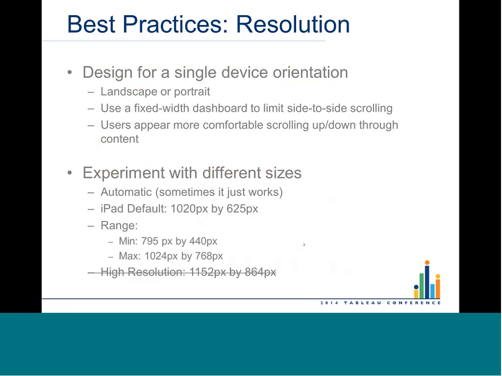The other thing you can do is experiment with different sizes. So if you pick a single device orientation and experiment, automatic may just work, especially if you follow some of the best practices I'm going to talk about later. The iPad default is sort of a good resolution. But one thing that we've seen, and some of our users have given us feedback on, is that using the desktop option with a range of pixel size can actually give you a really good experience. And this one right here is actually something we got from our users, a minimum size of 795 by 440, and a maximum size of 1024 by 768.